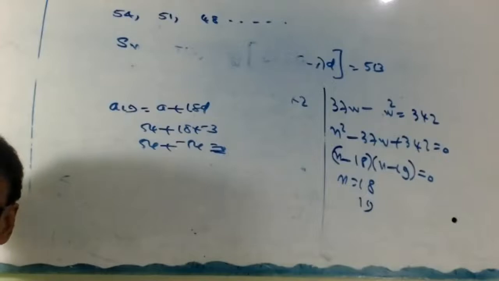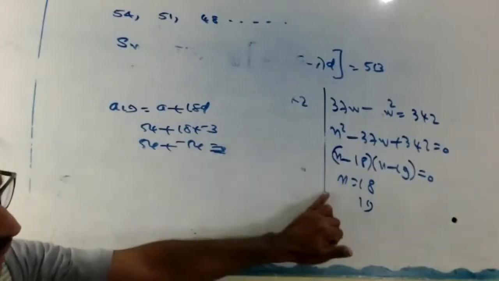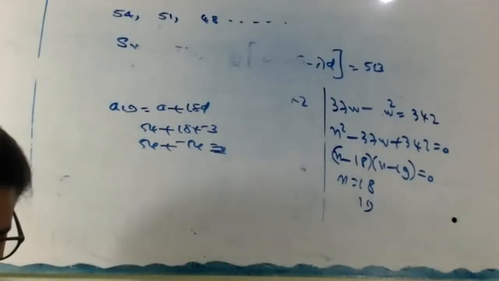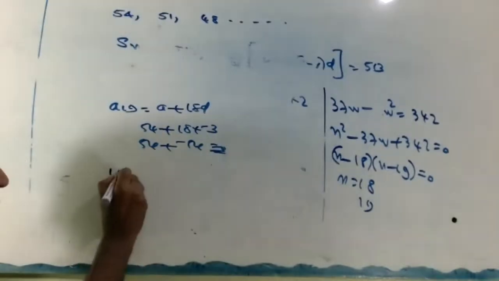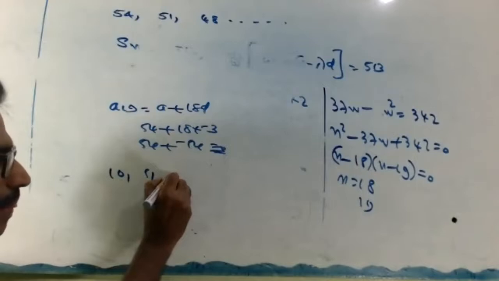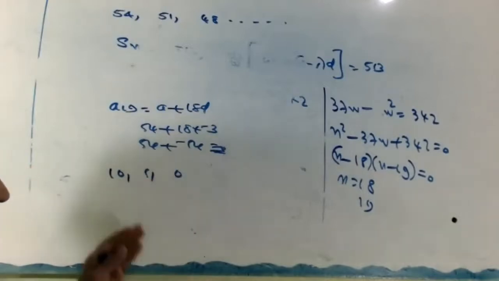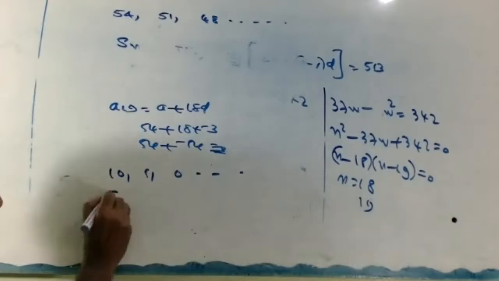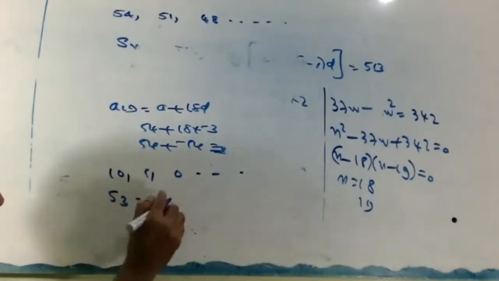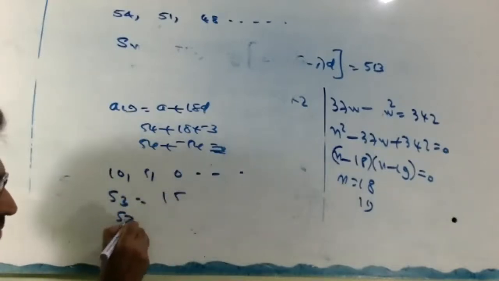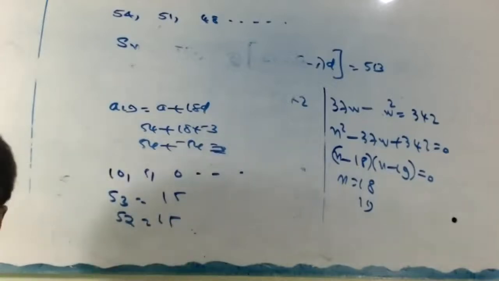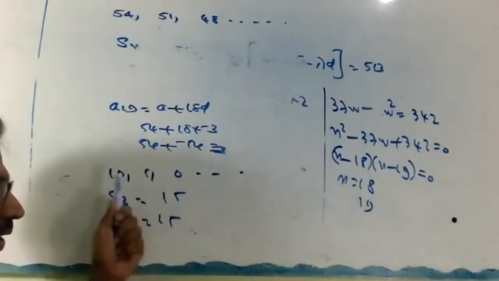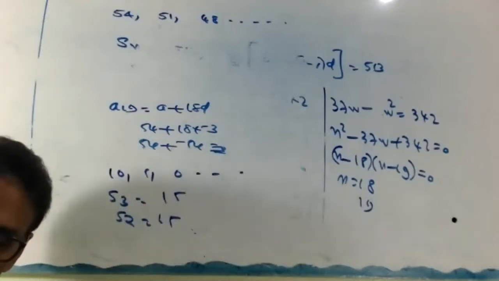Okay, I'll tell you the reason. You got n equal to 18 and n equal to 19. Look at a short example: 10, 5, 0, three terms in an AP. What about S3? 10 plus 5 plus 0 is 15. S2 is what? 15. The reason is the third term is 0. That's because 10 plus 5 plus 0 is 15, and 10 plus 5 is also 15. So that's the reason for the double answer.